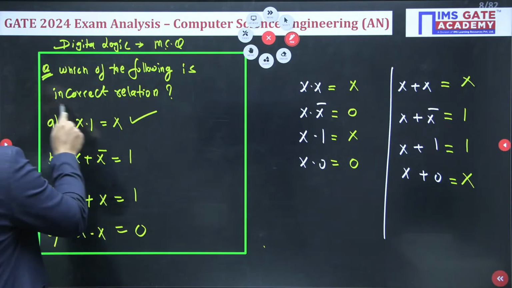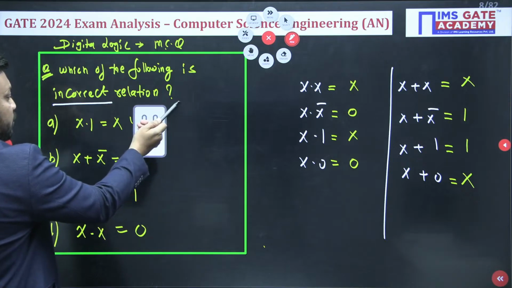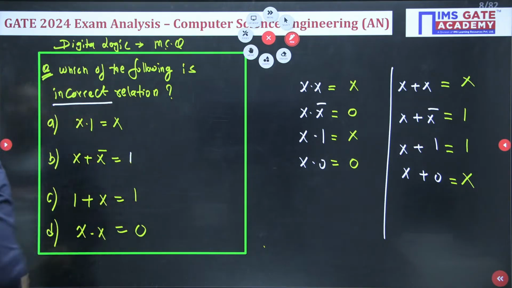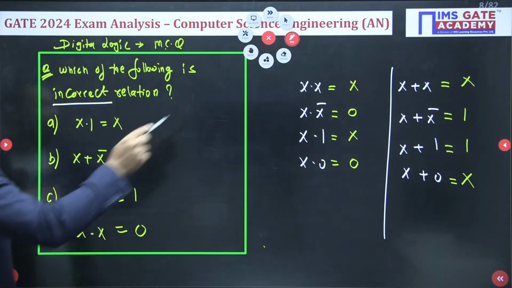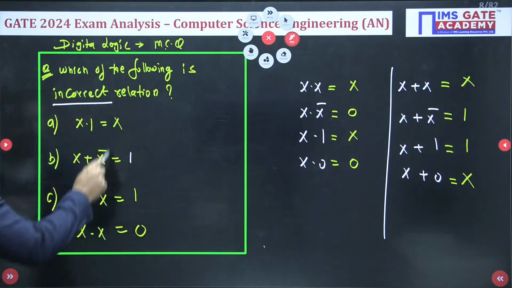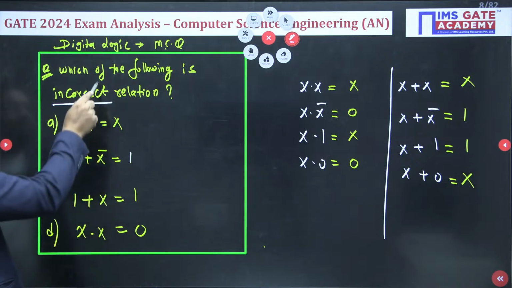We are looking for which is incorrect. It is correct. So this is correct. X plus x bar is also 1, correct. 1 plus x is also 1, correct. So these three are correct, but we are looking for the incorrect one.